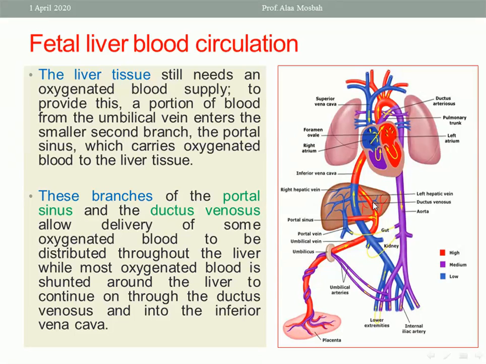What about the deoxygenated blood? The liver will give the deoxygenated blood through the hepatic veins to the inferior vena cava. So the inferior vena cava will carry oxygenated blood coming from the ductus venosus, which joins the inferior vena cava, and at the same moment carry some little amount of deoxygenated blood coming from the liver through the hepatic veins, which also join the inferior vena cava.